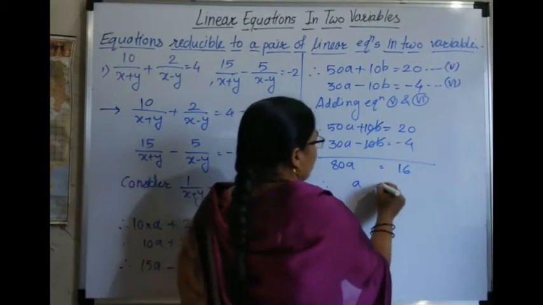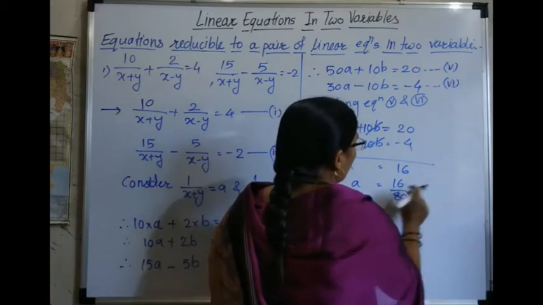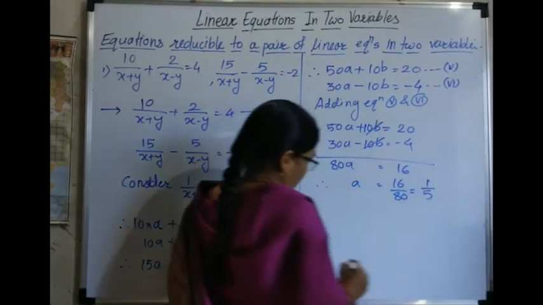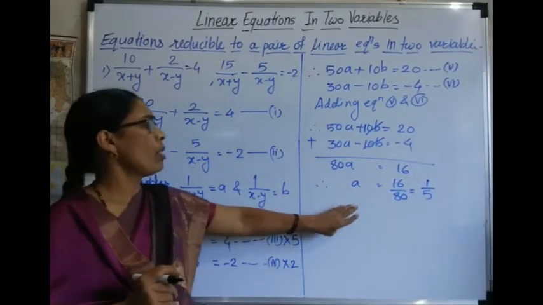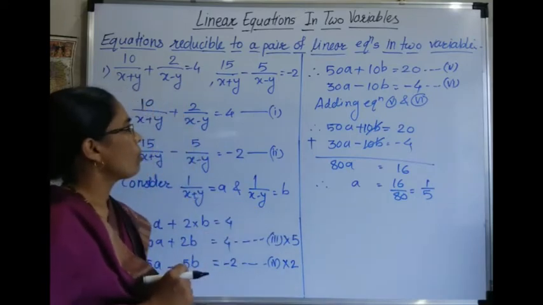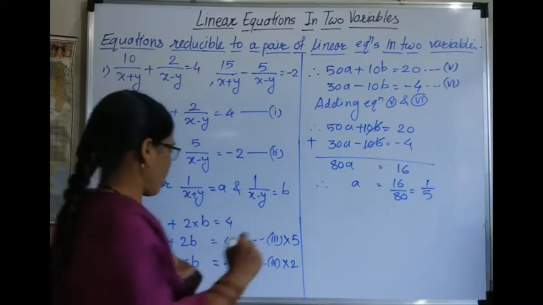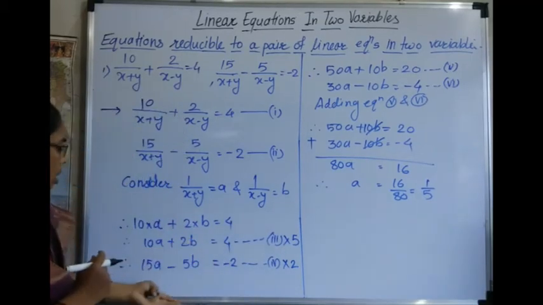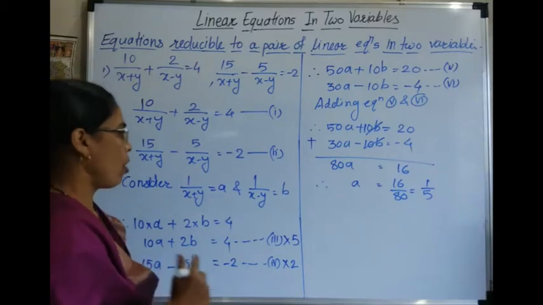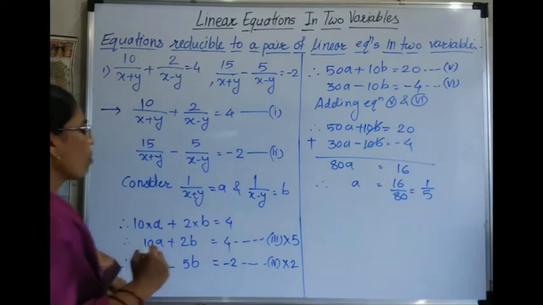Therefore a is equal to 16 upon 80, and it is equal to, now we have to write in the simplest form, 16 1s are 16, 16 5s are 80. So we got this value of a is 1 upon 5. This value of a we have to substitute in any one of the equation, which is 5 equation or 6, or here also equation number 3 or equation number 4. In any one of the equation we have to substitute this value of a. Now I am substituting this value of a in the equation 3.